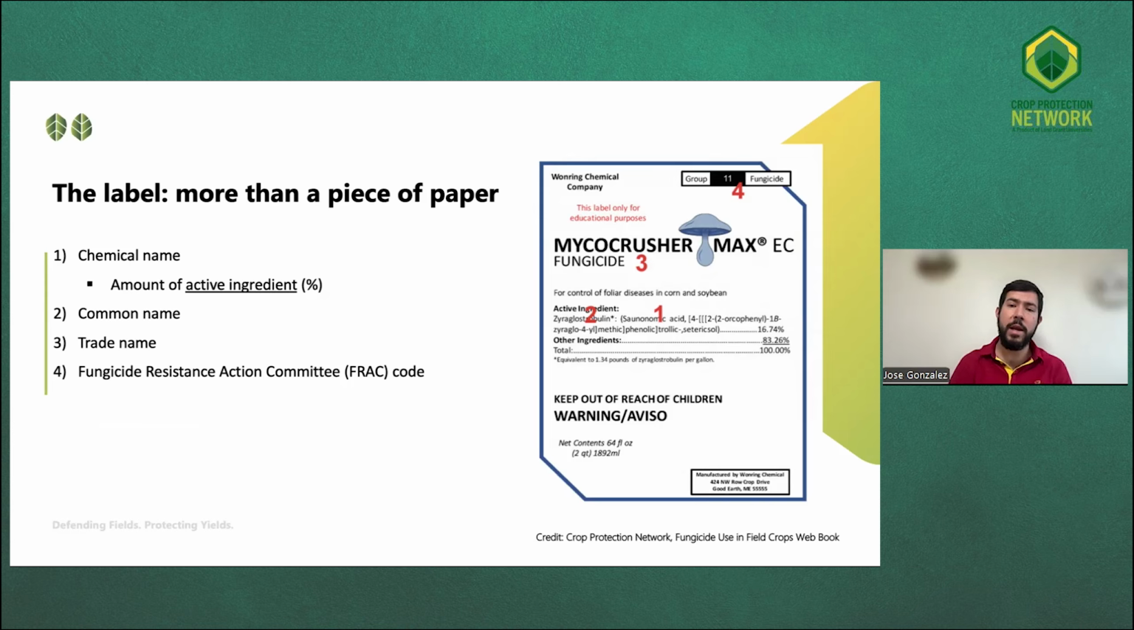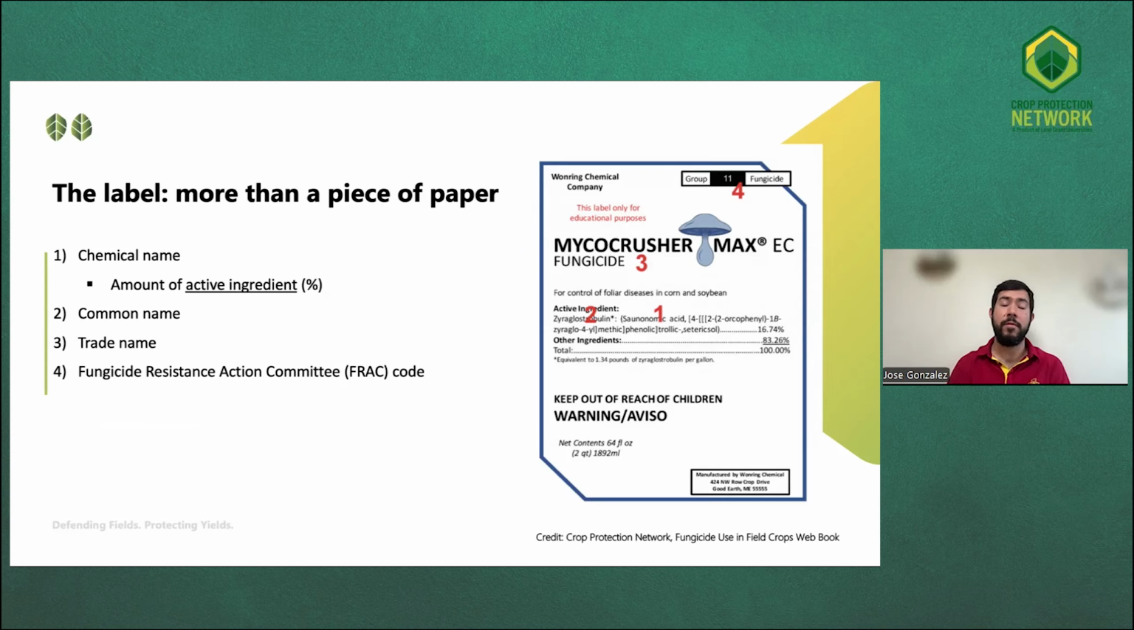Then we have the common name, which is related to the chemical name, but it's just a different way of calling it. And with the number 3, we have the trade name, which is basically what the company that sells the product decided to name the fungicide. In this case, it's called Myco Crusher Max EC.